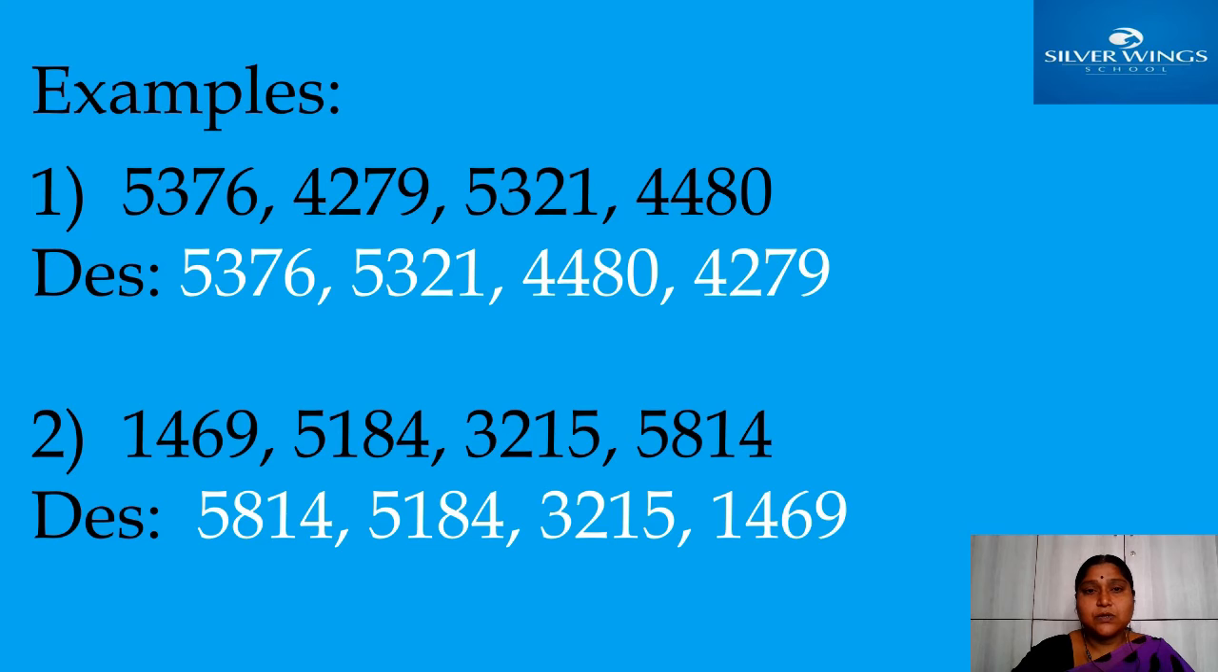First you should check whether all have the same number of digits or not. If all are 4-digit numbers, then go to rule number 2. What is rule number 2? You should check the first digit from your extreme left. Here all are 4-digit numbers now.